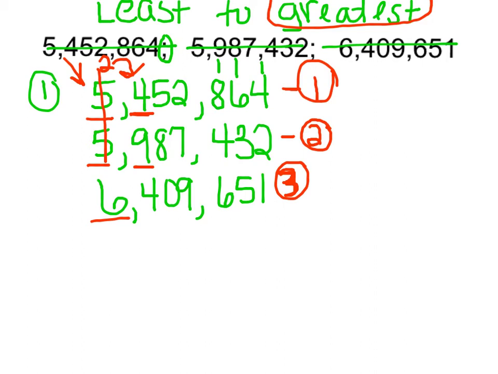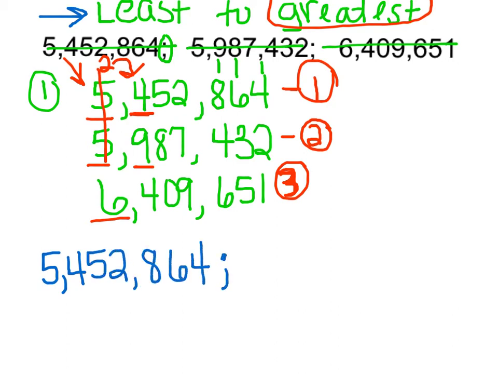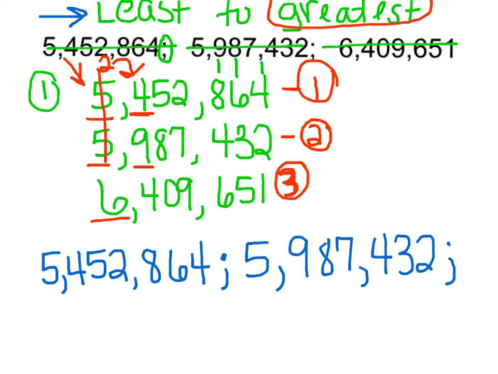And step three says that I need to write them in order, which according to the question was least to greatest. So this one is first, 5,452,864; big space, 5,987,432; and I don't have room right here, so I'm just going to go to the end down here, 6,409,651. I have now completed and written these numbers in order from least to greatest.